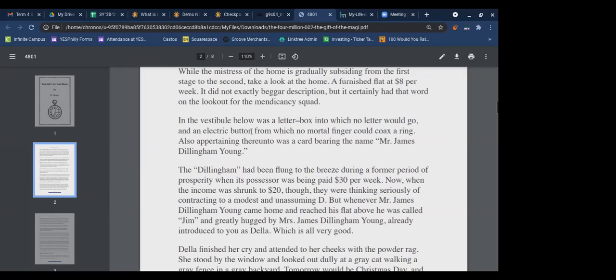In the vestibule below was a letterbox into which no letter would go, and an electric button from which no mortal finger could coax a ring. Also appertaining thereunto was a card bearing the name Mr. James Dillingham Young. I know this author uses a lot of words here, but all this means is that on their mailbox there's a nameplate that says Mr. James Dillingham Young, his full name.